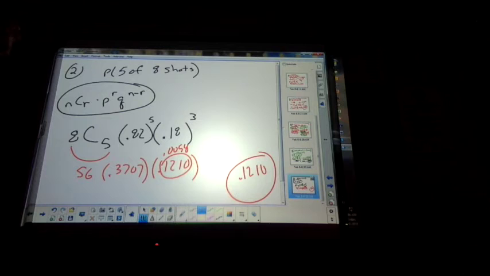Okay? So, this 82% free throw shooter, the probability he gets 5 out of 8 shots. I don't care about any of the other shots. I just want to know what the probability of getting 5 out of 8 is. 12.10%. Okay?